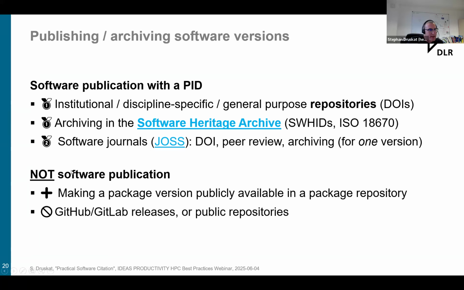One of the main distinctions to make is what is not software publication, and there's one thing you should still do if you create a package. You want to make that publicly available in a package repository. So put your Python packages on PyPI, your R packages on CRAN, etc. Importantly, if you have a repository like GitHub or GitLab or Codeberg or something similar, this is great for collaboration. It's not a publication because it can be deleted. You can override all the version history, etc. So having a GitHub repository is not software publication.